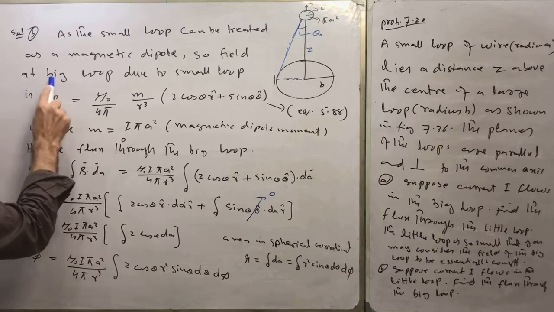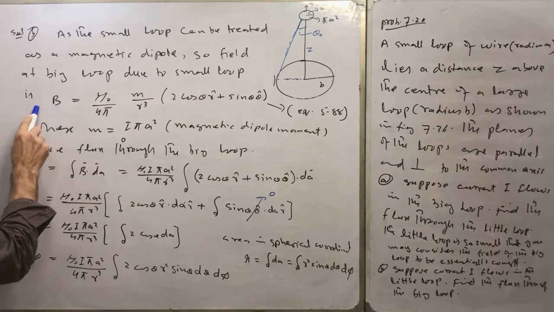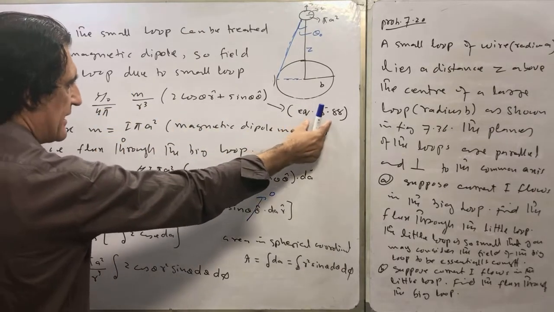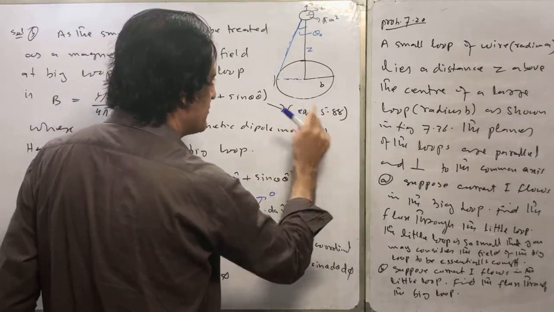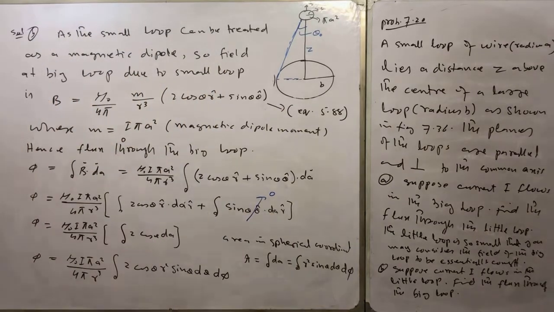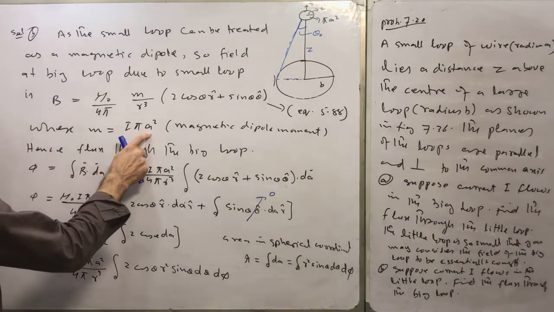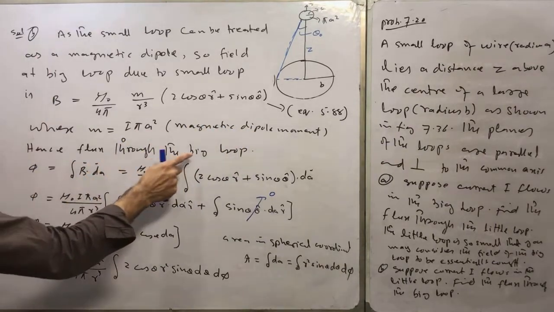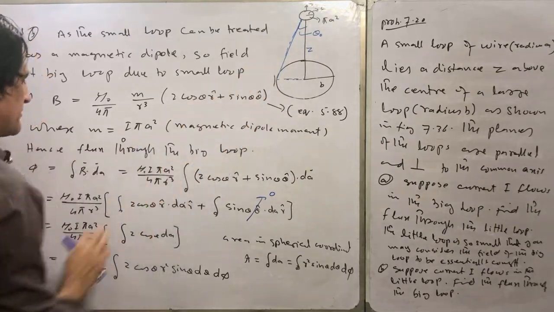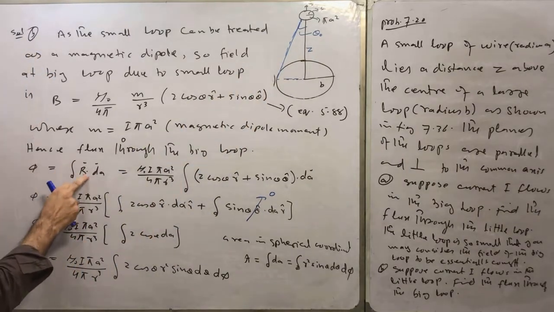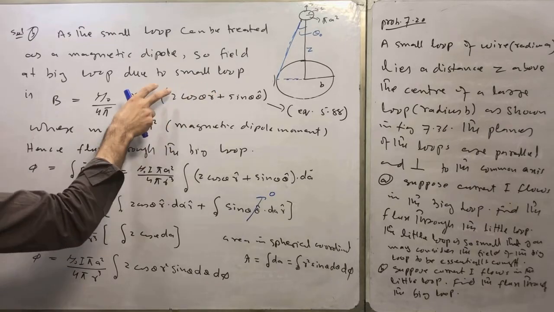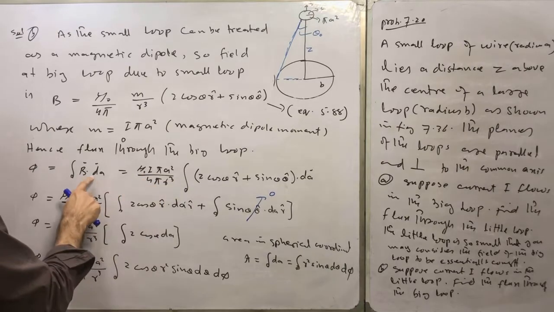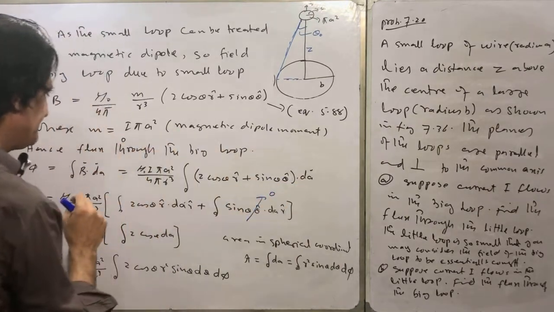So the field at the big loop due to the small loop will be equal to mu naught over 4 pi, m divided by this, and this is already calculated in equation 5.88, where m, which is equal to I pi a square, is the magnetic dipole moment. Hence the flux through the big loop must be equal to the integral of B dot dA. B is the magnetic field, we will put it here, and dA is the area.